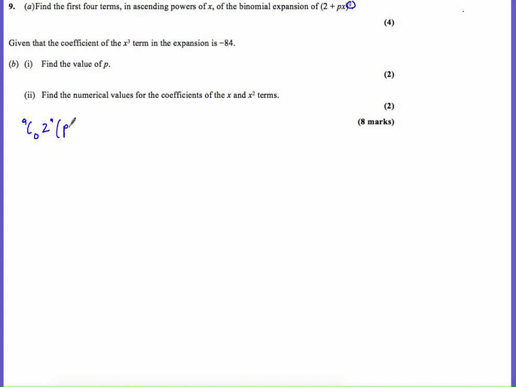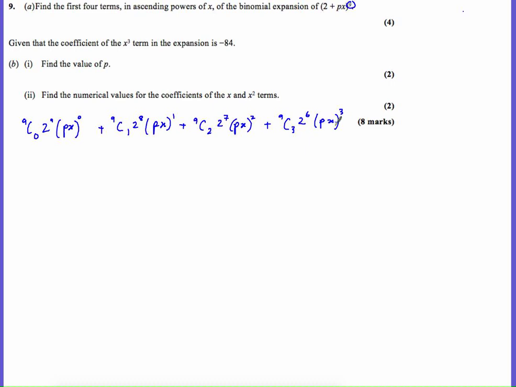The next term is px. Remember that's all of it to the power 0. It should be fairly straightforward. 9 choose 1, 2 to the 8, px to the 1. 9 choose 2, 2 to the 7, px all squared, plus the next term, so the fourth term, 9 choose 3, 2 to the 6, p to the x cubed.